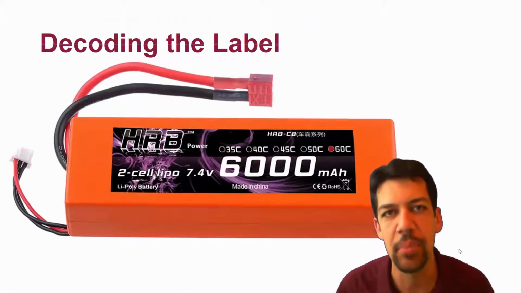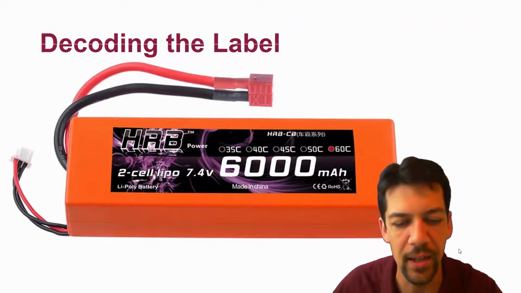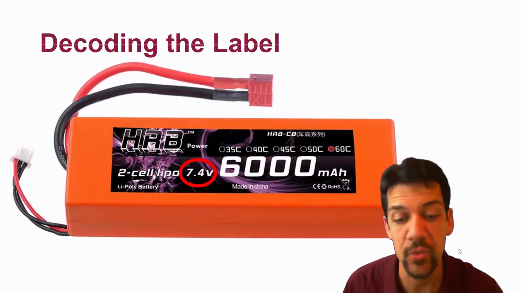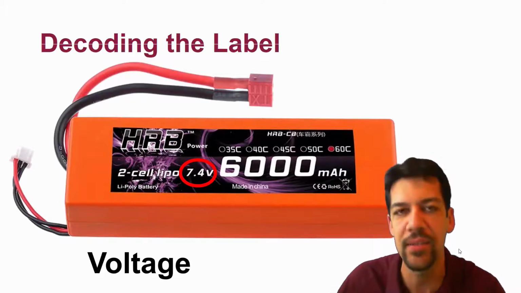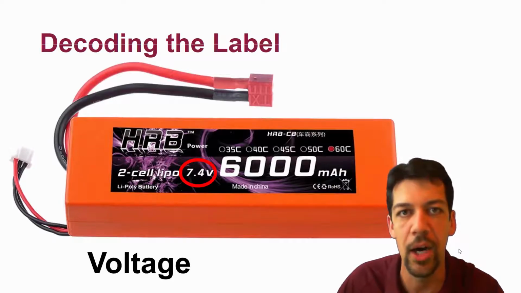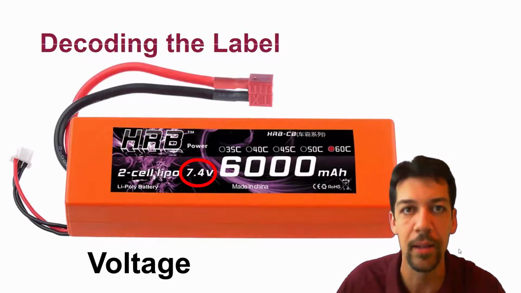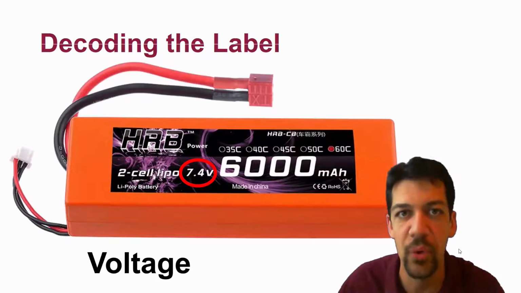So let's look at the label for these batteries. So say we've got one of these lithium polymer batteries. The first thing I want to look at is what's my voltage? What is the voltage of this battery? So this is 7.4. That means it's at least 2 cells that are arranged in series, excuse me, that give me the 7.4 voltage.